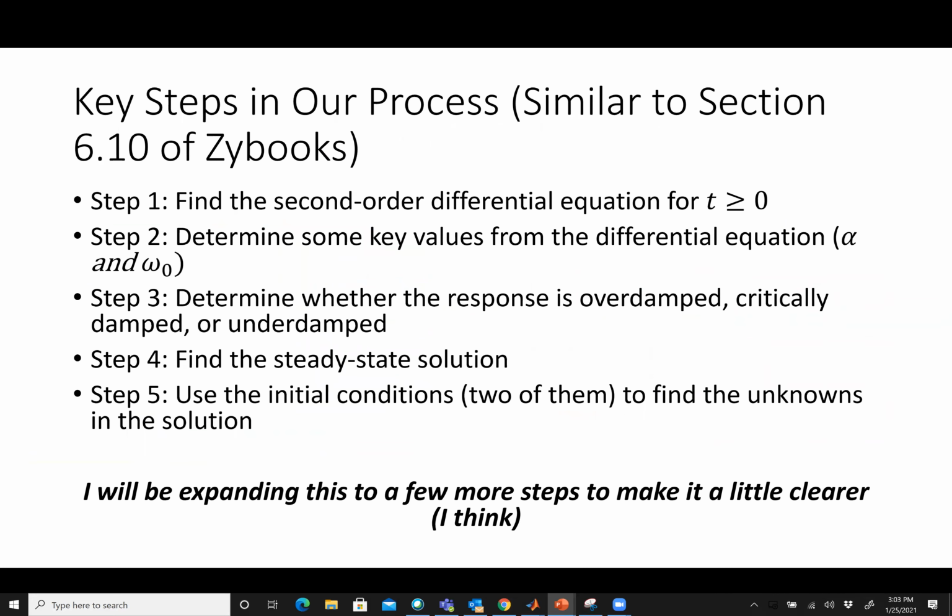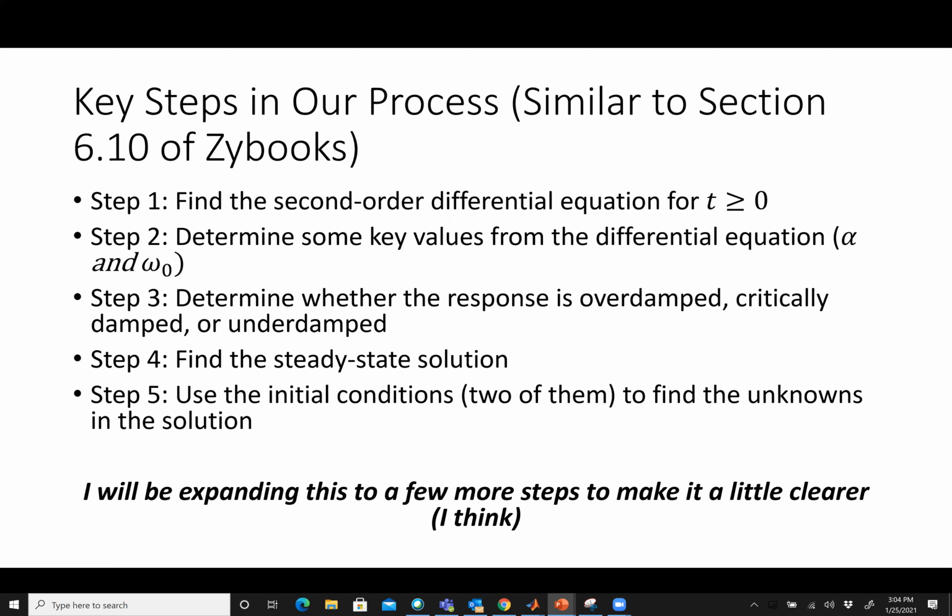Okay, now Zybooks does something that I'm not a big fan of. They have this whole big chapter 6 on second order circuits, and it has a couple of sections on what they call series RLC circuits and a couple of sections on parallel RLC circuits. And eventually it gets to section 6.10, which is the general approach. I'm going to start right there in the general approach, and I'm going to take it from there. There's way too many equations in Zybooks, in my opinion. I'm going to distill it down to the equations that I think are most important.